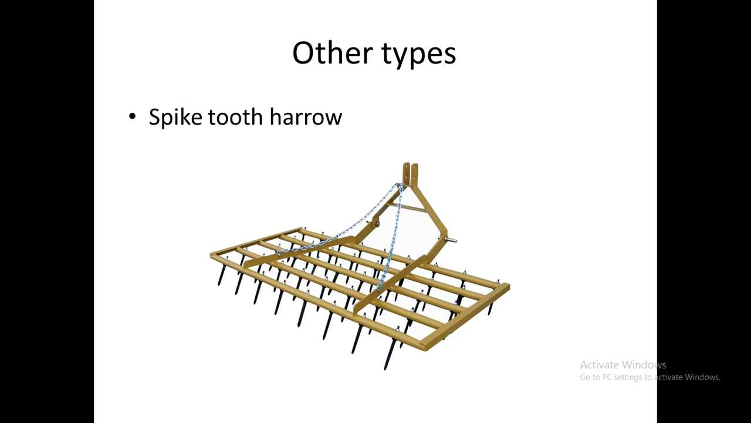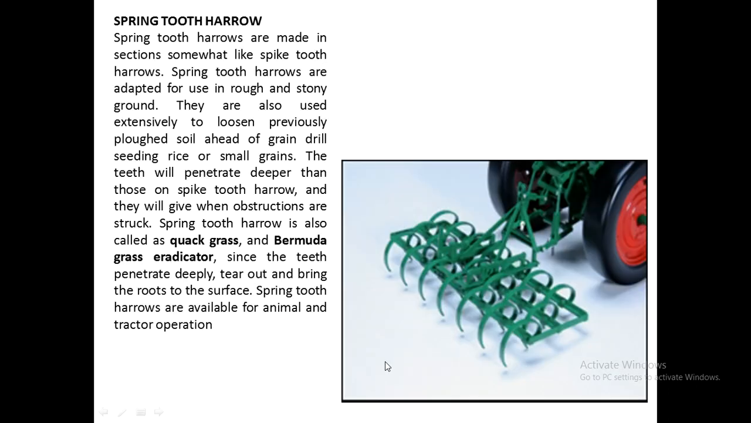harrow. So we have the spike tooth harrow. Here we can see that there are sharp spikes or tooth attached to the frame. So this is used for secondary tillage operations. And then we have the spring tooth harrow. The spring tooth harrow is a harrow where we have spikes, and the most peculiar feature is that there are springs attached to the frame. These spikes are also called tines, and these tines are in turn attached to springs. Now these springs are used for shock absorption.